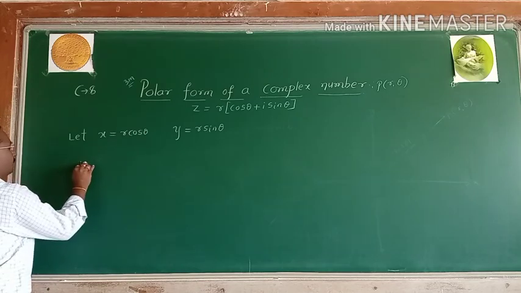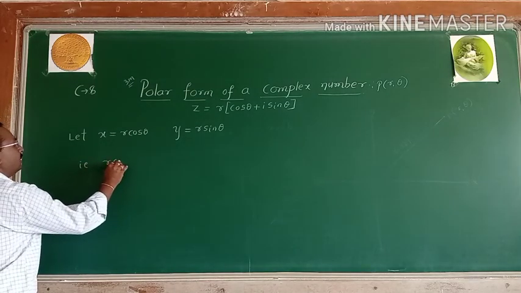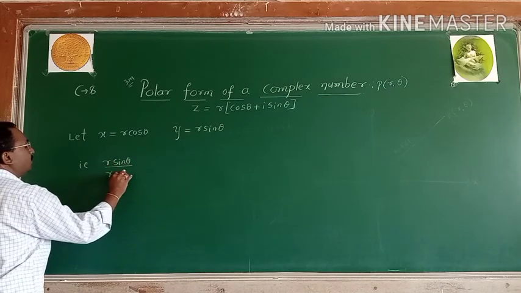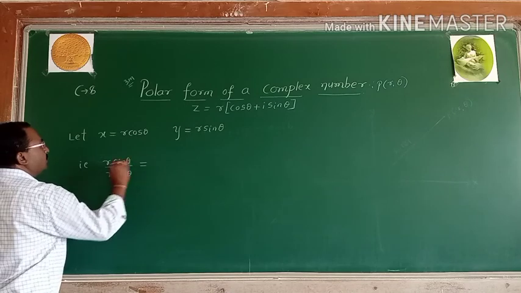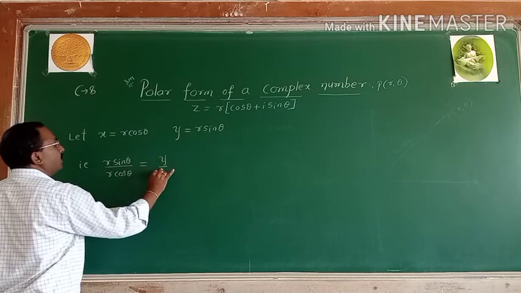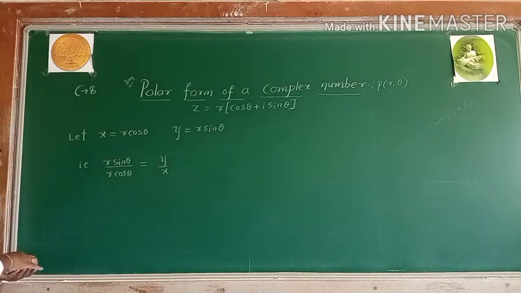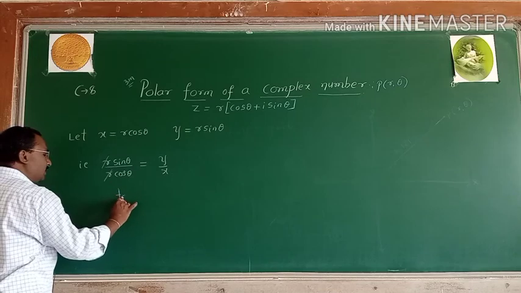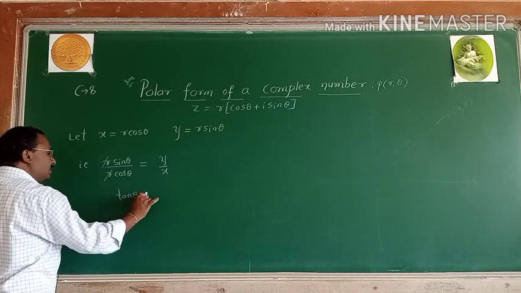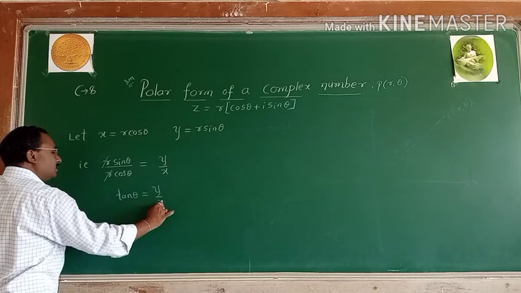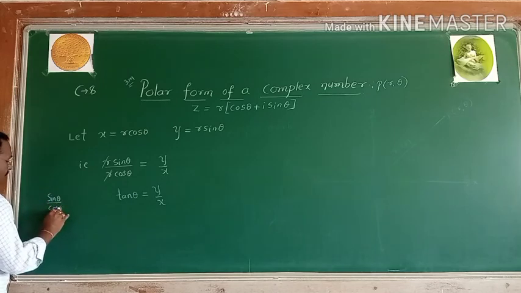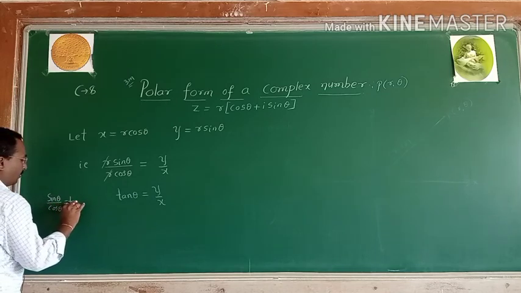That is r sin theta divided by r cos theta is equal to y by x. The r gets cancelled. Sin by cos is what? Tan theta is equal to y by x, because the sin theta by cos theta formula is tan theta.